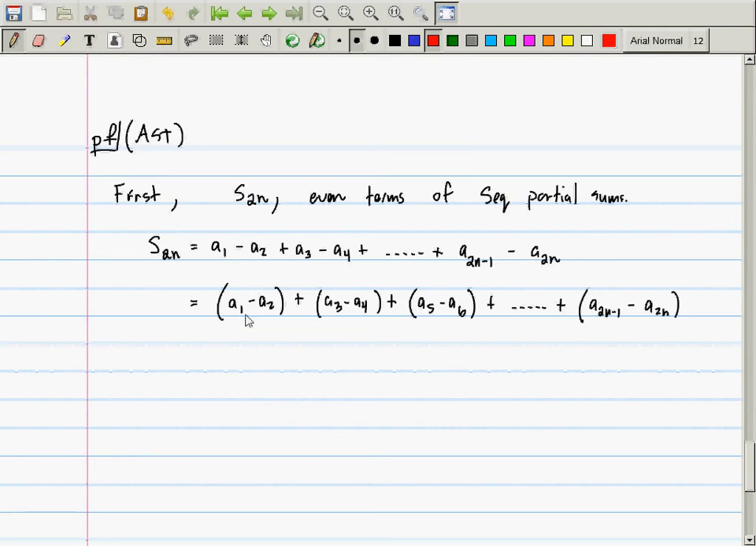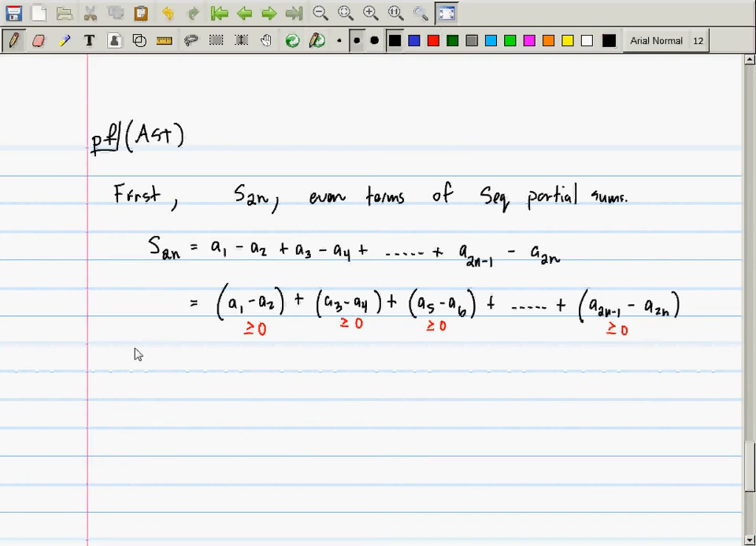First off, the first property of the sequence I'm going to use is that the sequence AN is decreasing. So A2 is less than A1. So how about the subtraction A1 minus A2? It must be greater than or equal to 0. How about A3 minus A4? Must be greater than or equal to 0. All of them must be greater than or equal to 0. Does everybody see that all of them must be greater than or equal to 0?